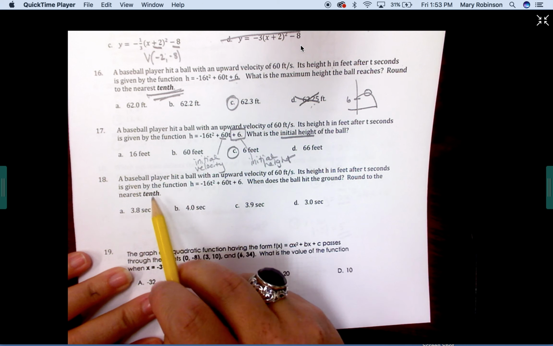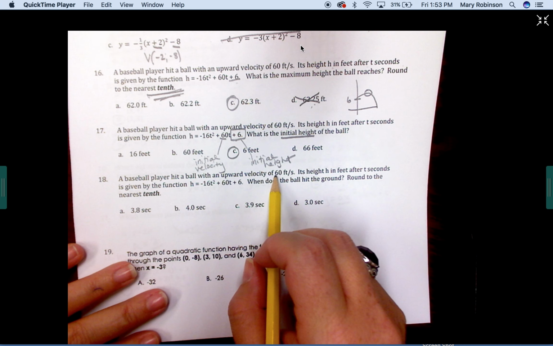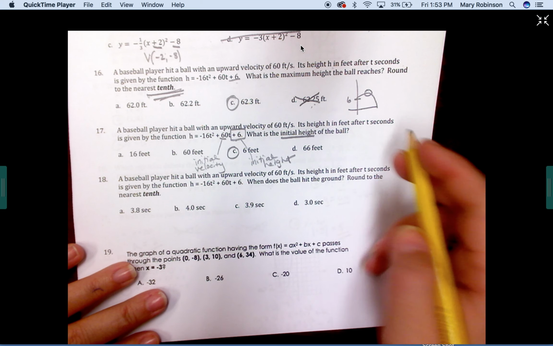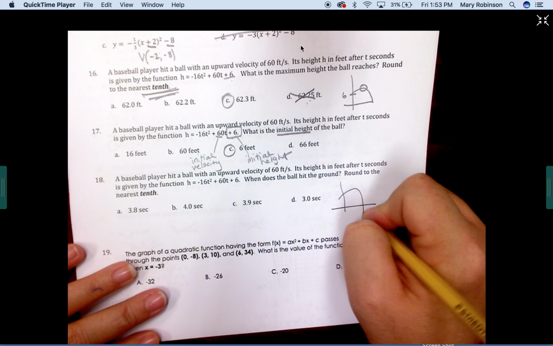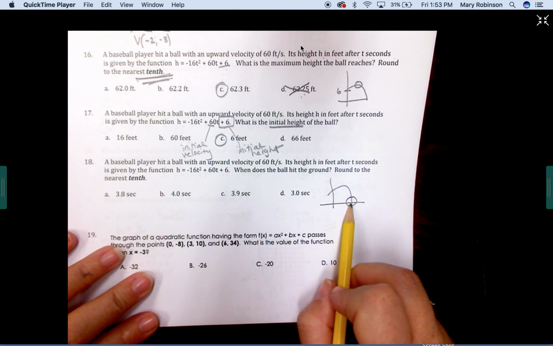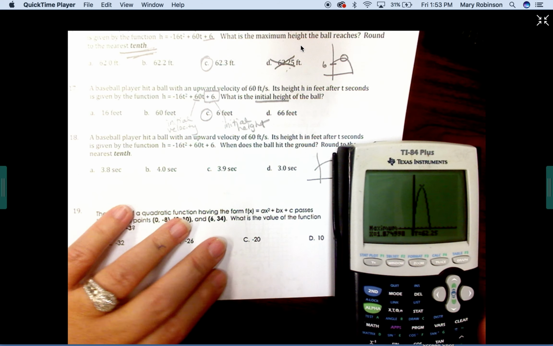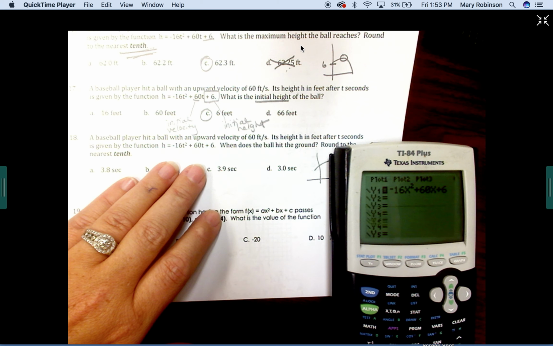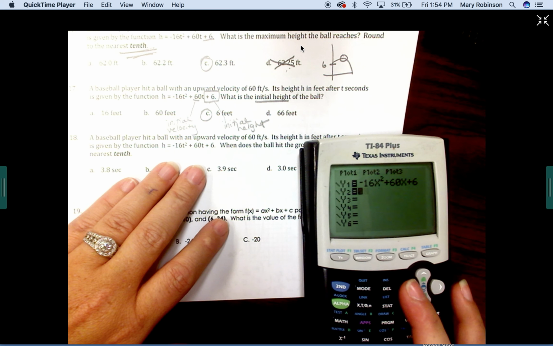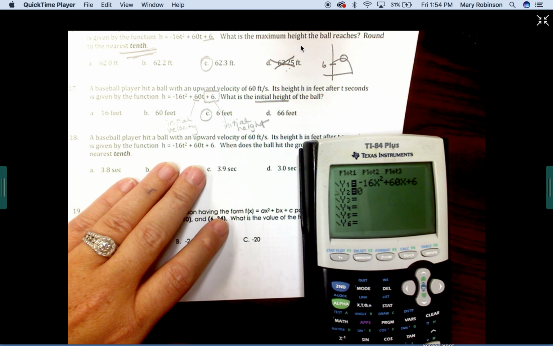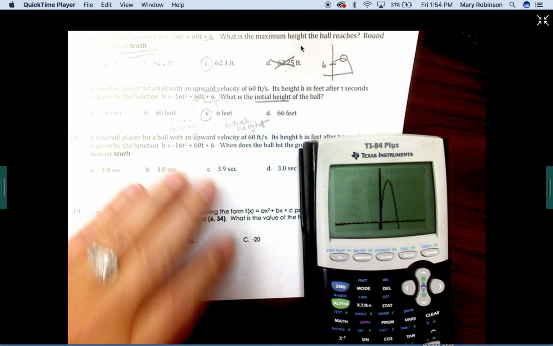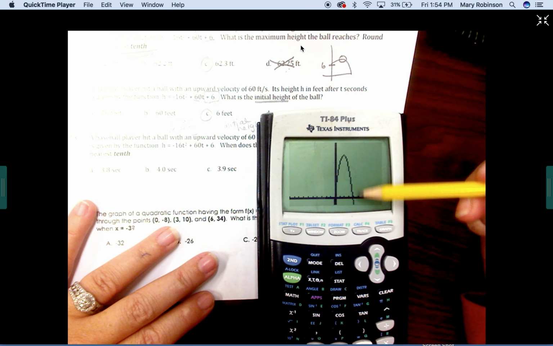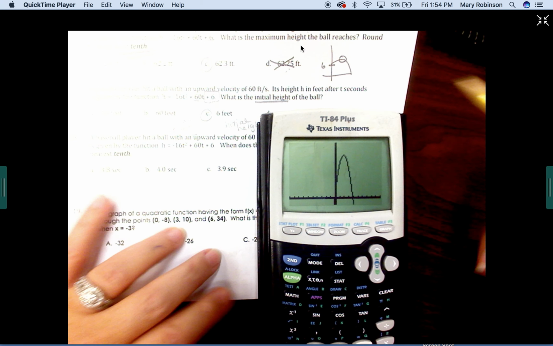Next, for 18, a baseball player hit a ball with an upward velocity of 60 feet per second. Its height in feet, blah, blah, blah. When does the ball hit the ground? So if we want to know when it hits the ground, this is what I'm looking for. So just like we did earlier, we're going to take our function, put in 0 and y2, move over to the left to make it bold, hit graph, and find the intersection of our x-axis with our parabola when it comes down and hits the ground.